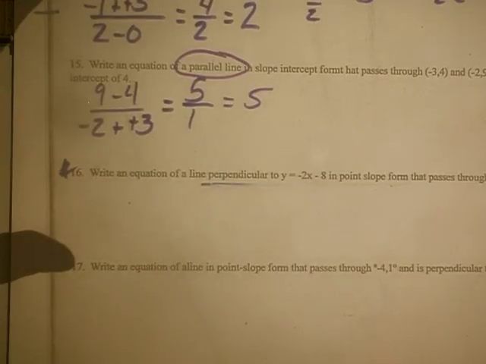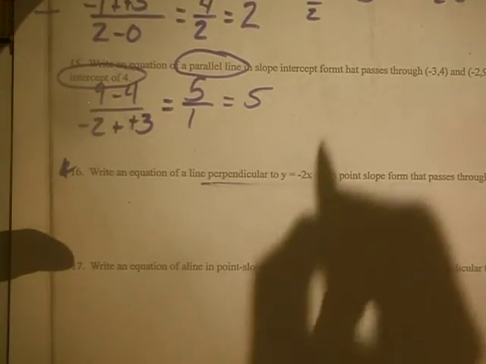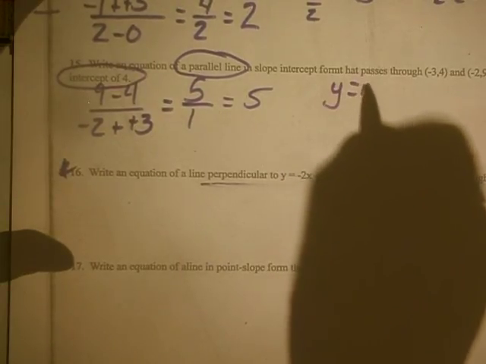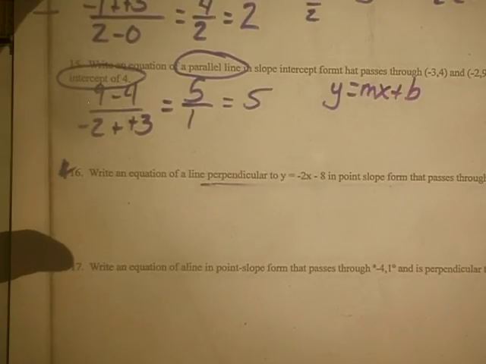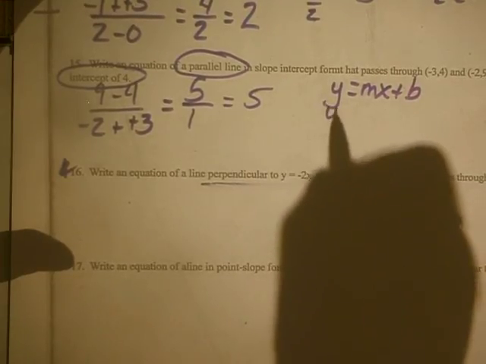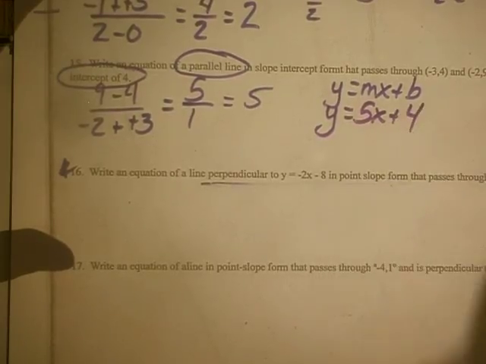And we wanted a parallel line. Parallel lines have the same slope. Our y-intercept is 4, so we can put those two numbers into y equals mx plus b, and we would have y equals 5x plus 4.